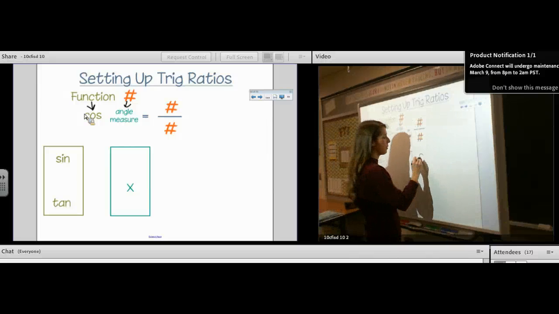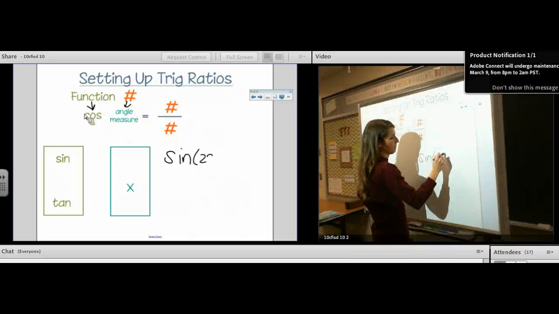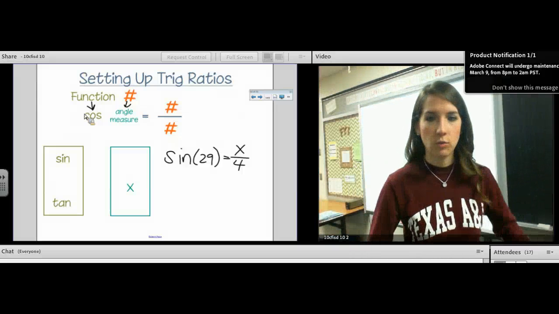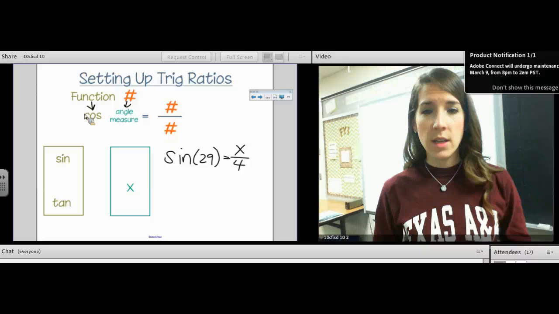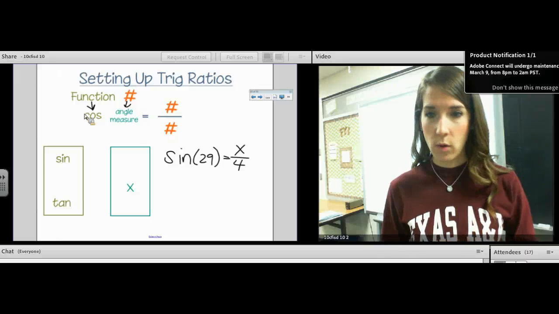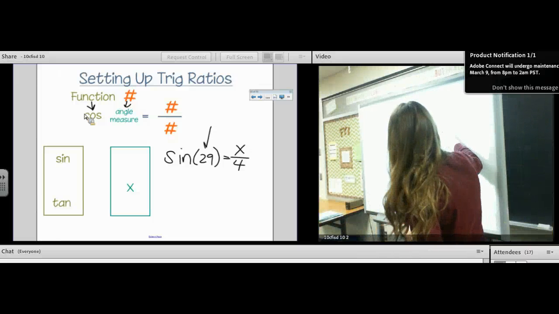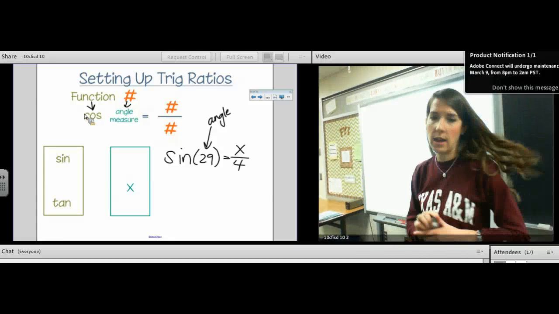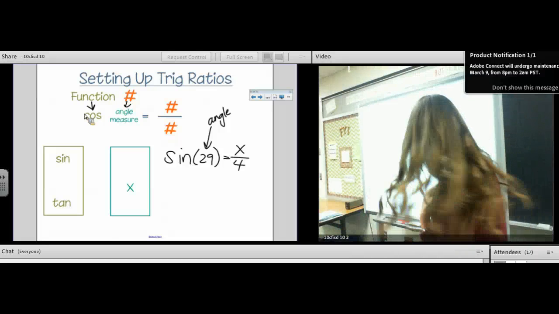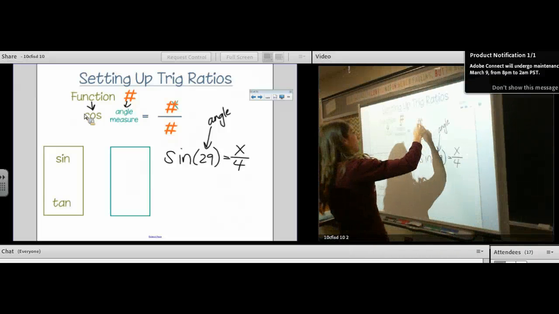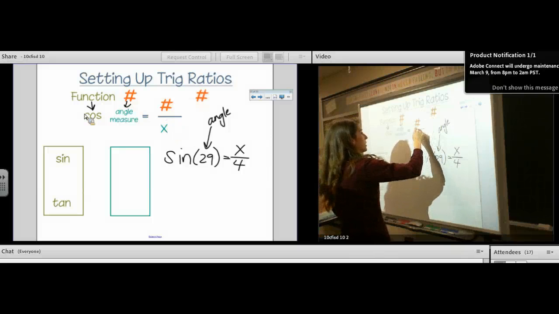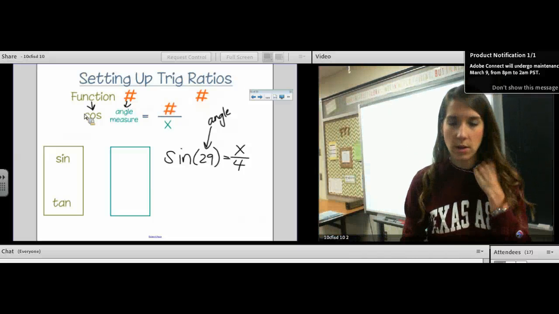So here's an example of what a trig equation looks like. That's an example of a trig ratio, a trig equation actually. Sine, and here's how you say it, sine of 29 equals x over 4. This right here is always the angle measure, the angle, every time. What is x? X is the side that you're looking for. So x will sometimes go here, and sometimes x will go here. So sometimes x will be in your numerator and sometimes x will be in your denominator.